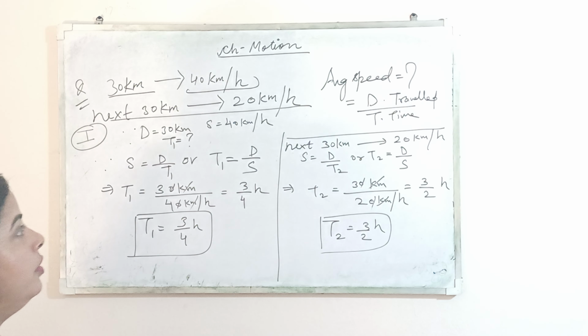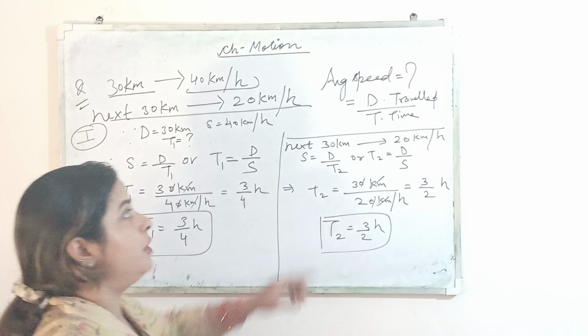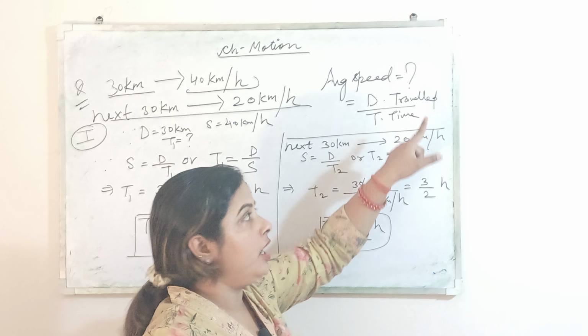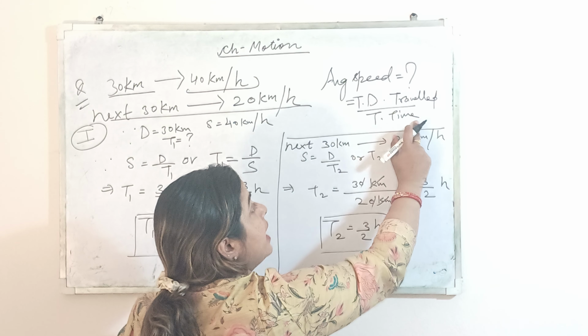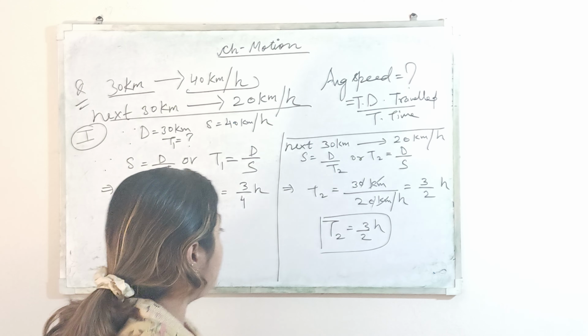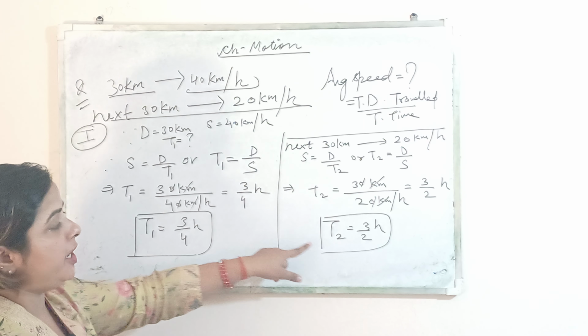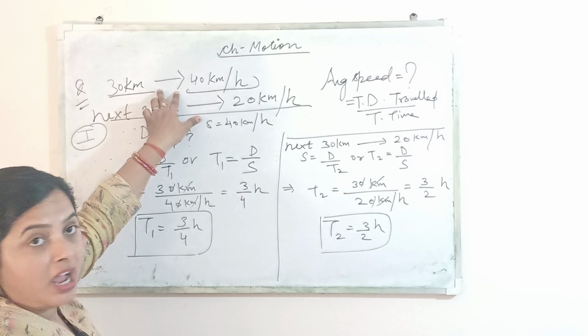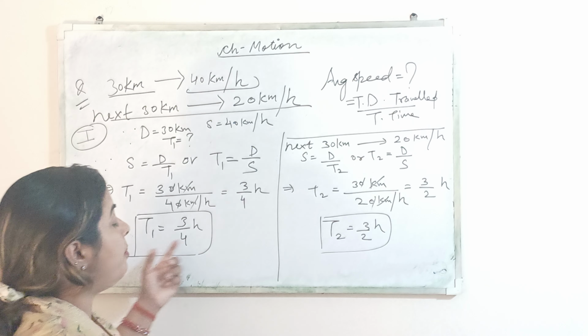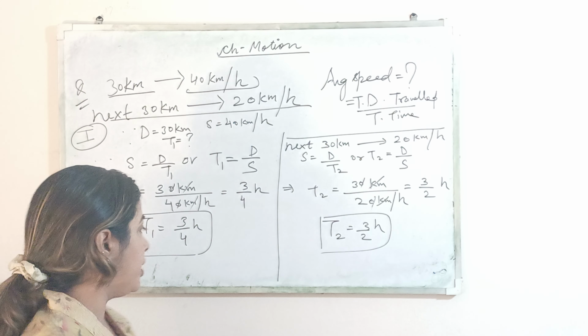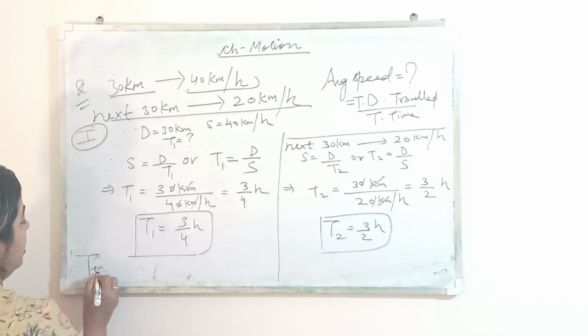Now again I am reminding you, you have to calculate average speed. And what is the formula for average speed? Total distance traveled upon total time taken. We have calculated time t1 for the first half of the journey, and we have calculated time t2 for the second half of the journey. Clear? So from here we can calculate the total time or not? Yes. Total time how much will it be, beta?